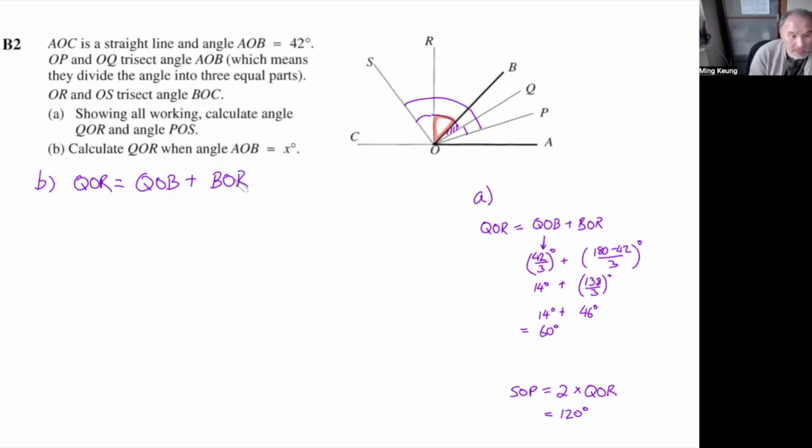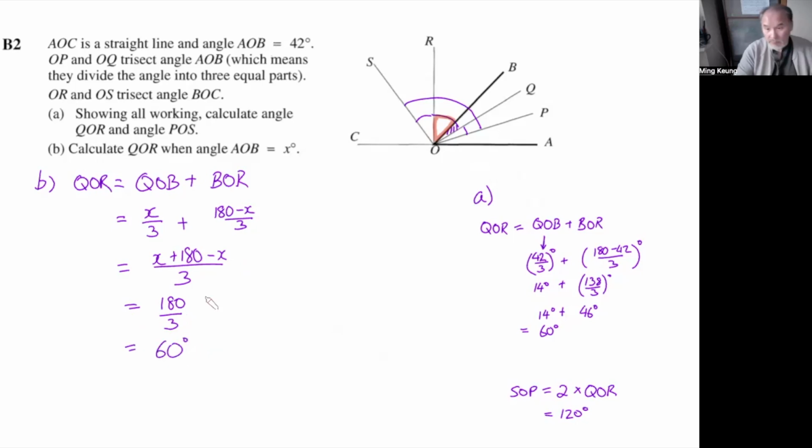But this time, what's QOB? It's the angle here, X divided by 3. And BOR is going to be 180, instead of minusing 42, minus X, all divided by 3. Luckily they have the same common denominator, so I can write it like this. Then X cancels, and that leaves 180 divided by 3, which equals 60 degrees. And then this question is done.